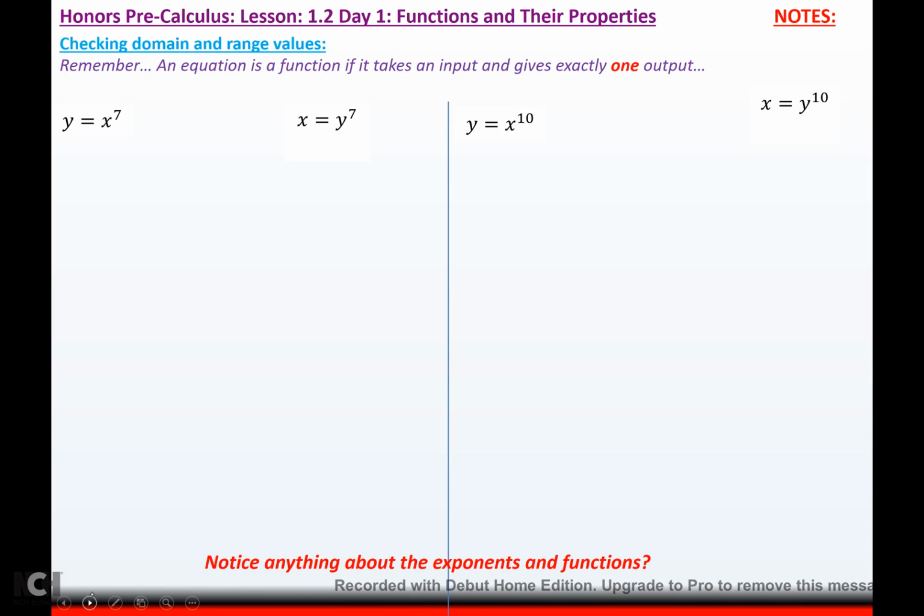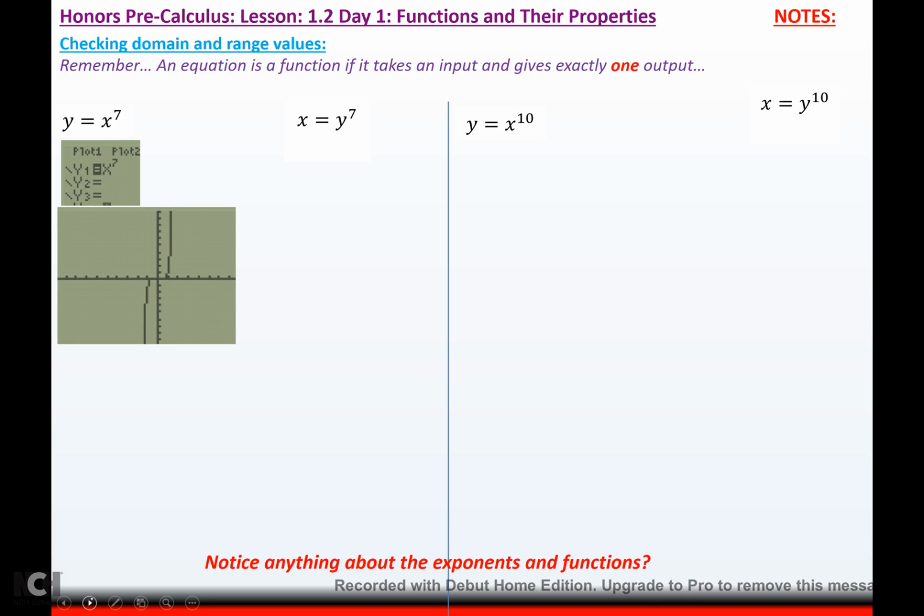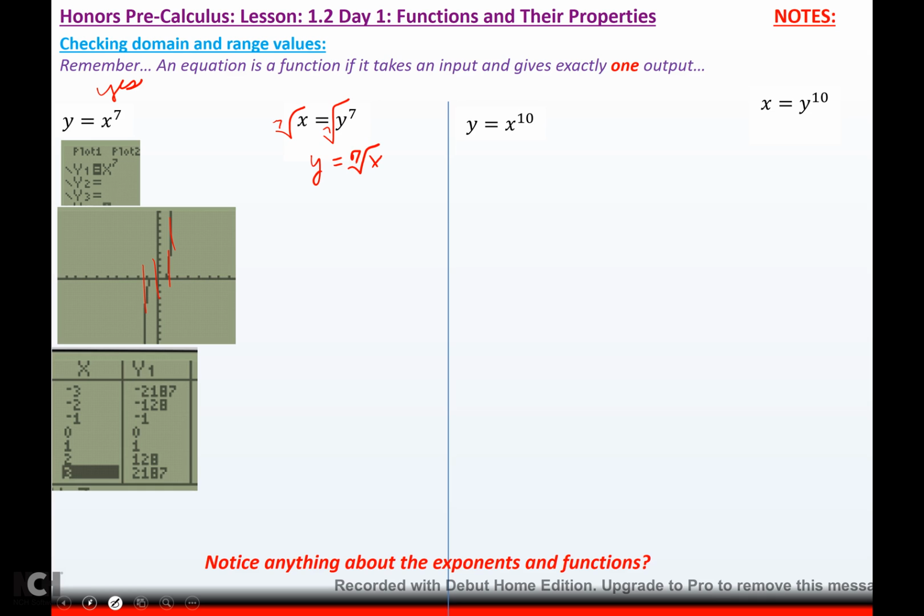Alright, so checking domain and range values. Remember, an equation is a function if it takes an input and gives exactly one output. So if I graph y equals x to the 7th, I type that in. I get this picture. Again, an odd function kind of gives me this s-looking thing. And yes, it's a function. Alright, if I do this one, I'd have to take the 7th root of both sides. So y would equal the 7th root of x. I don't need plus or minus because 7 is odd.